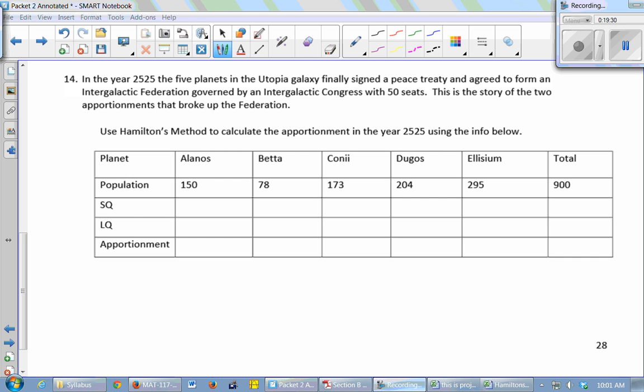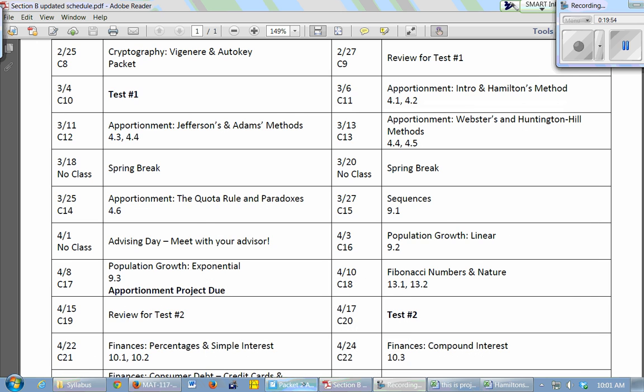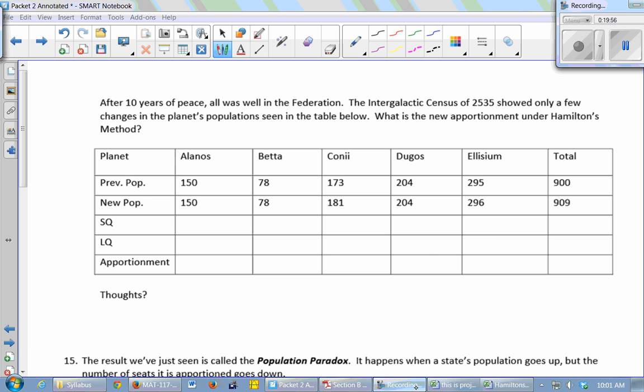All right, so I want you to do 2 things. First, calculate the apportionment in 2525, get the final apportionment. Then go on after 10 years, and we did a census, and the population's changed a little bit. So I want you to reapportion those 50 seats according to the new populations. So go ahead and do both of those problems and then compare.